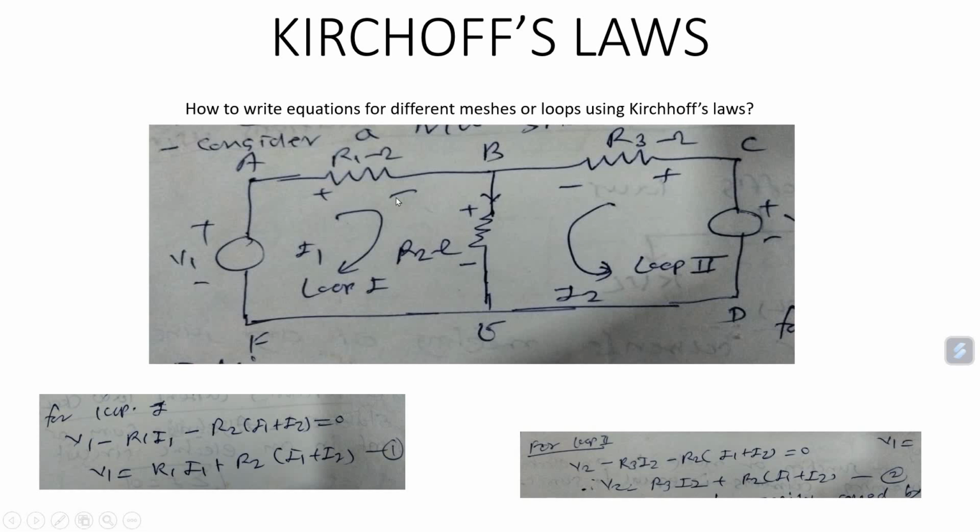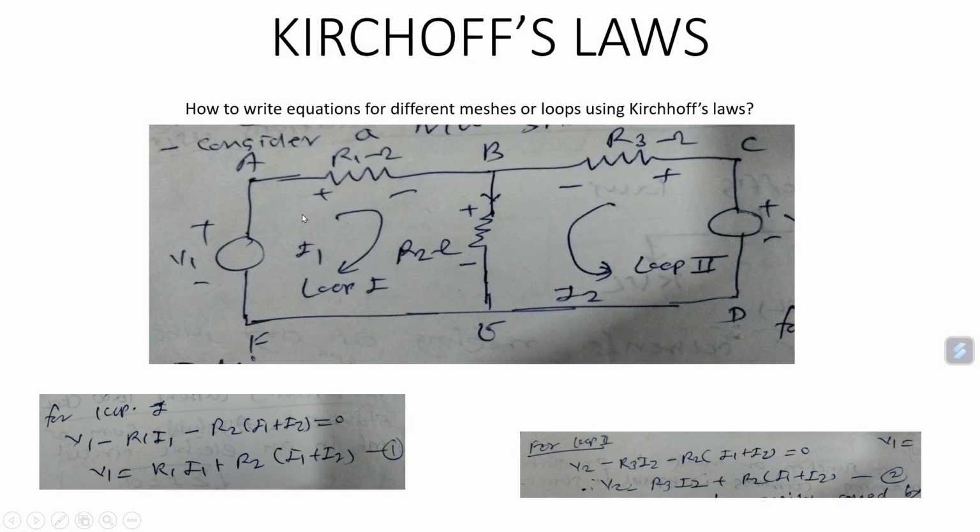For example, by solving these two equations, suppose you get the values of I1 and I2, you can easily calculate the current flowing through any element. Once you get the current, current into resistance is nothing but voltage drop across the element. And once you get the current, current square into resistance of the element is nothing but power dissipated by the element. So now, as discussed, we have considered I1 is flowing in mesh 1 in clockwise direction, and suppose I2 is flowing in mesh 2 in anti-clockwise direction.